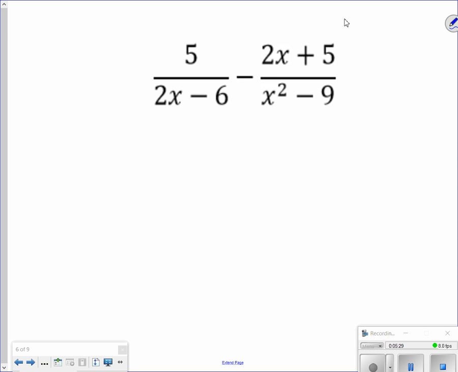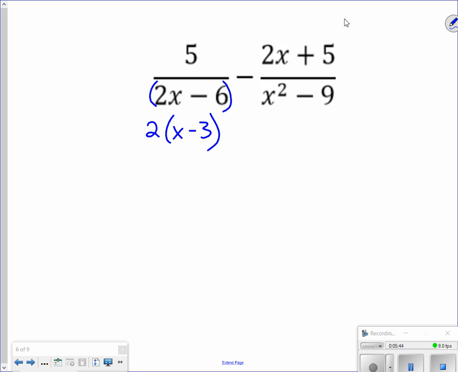So I see the bottom of this denominator, 2x minus 6. I can factor a 2 out of that, and I'd be left with 2 times x minus 3. Same thing, x squared minus 9. This is the difference of two squares.